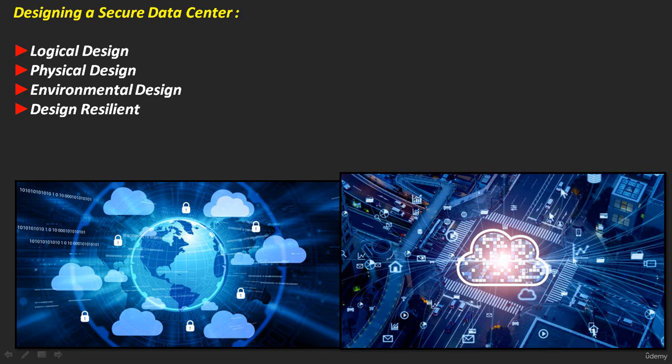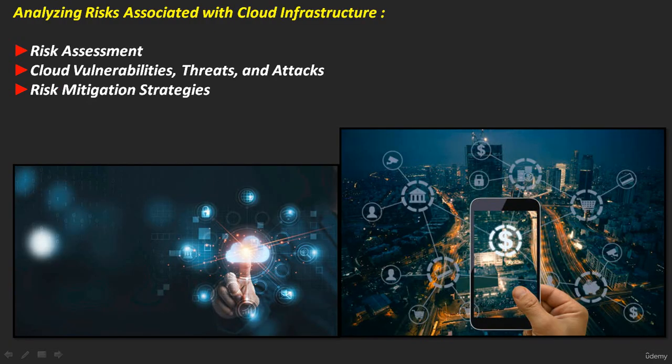So redundancy in power and network connections, regular testing of disaster recovery plans, and maintaining up-to-date backups are very crucial aspects of our resilience process. The next part, we have to talk about analyzing risk associated with the cloud infrastructure, starting from the risk assessment. Start by identifying the potential risk to your cloud infrastructure. That is a very important process.